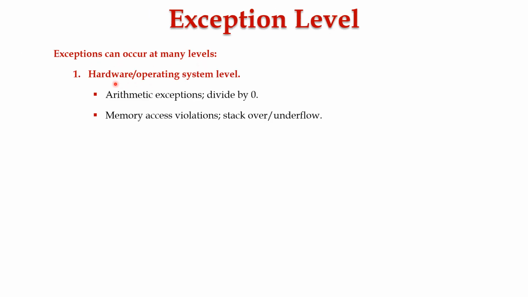Exceptions can occur at many levels. It may be at the hardware or operating system level. For example, arithmetic exceptions such as divide by zero error, and memory access violations such as stack overflow and underflow all come under hardware or operating system level exceptions.